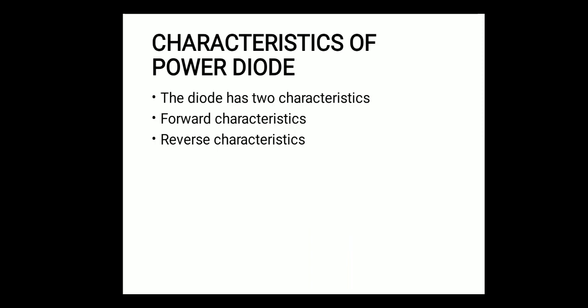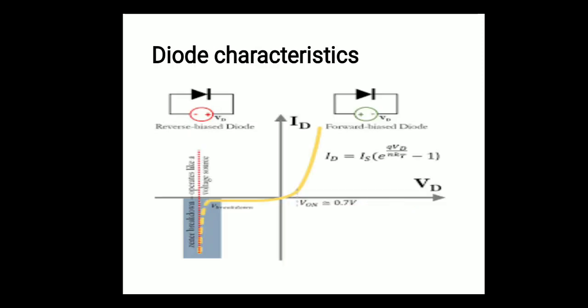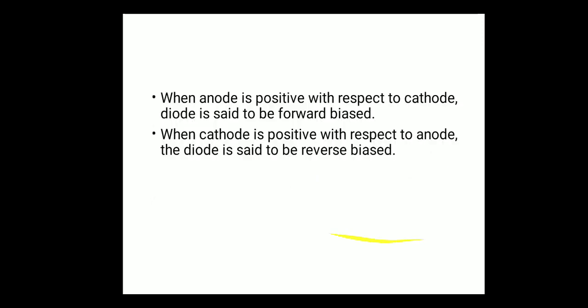Characteristics of power diode. The two terminals of a power diode are anode and cathode. With respect to this, we may have two characteristics. One is the forward characteristics and the other one is the reverse characteristics. Diode characteristics. This is the forward biased characteristics and this is the reverse biased characteristics.